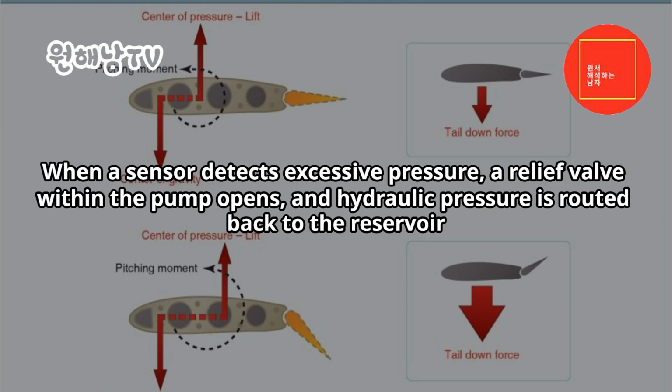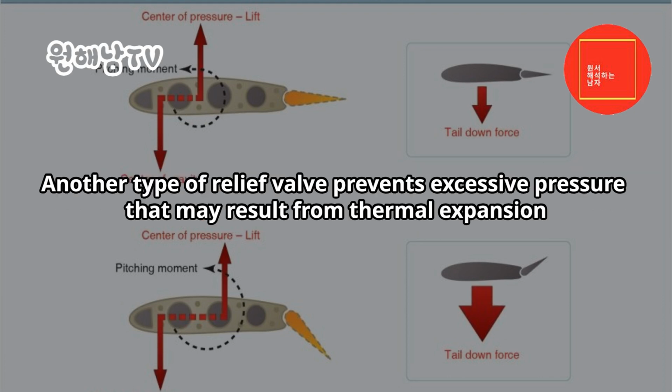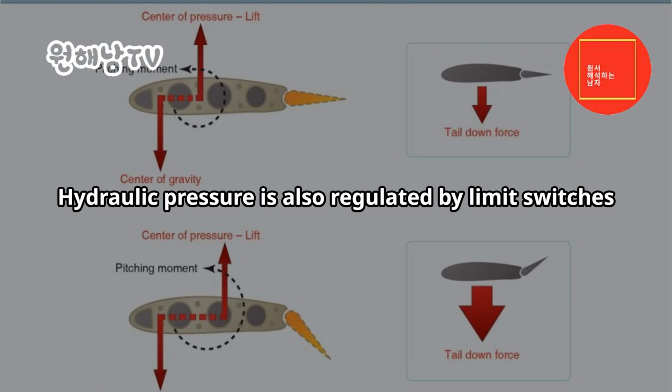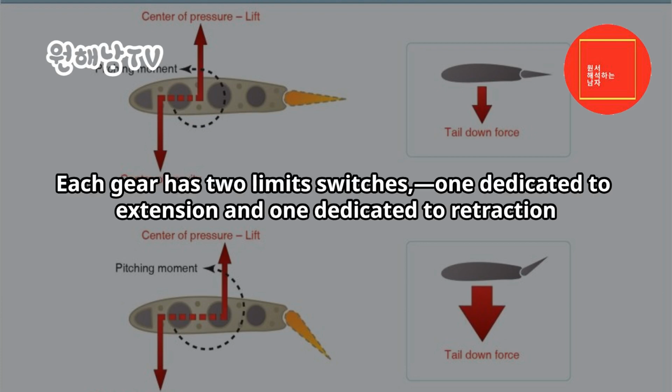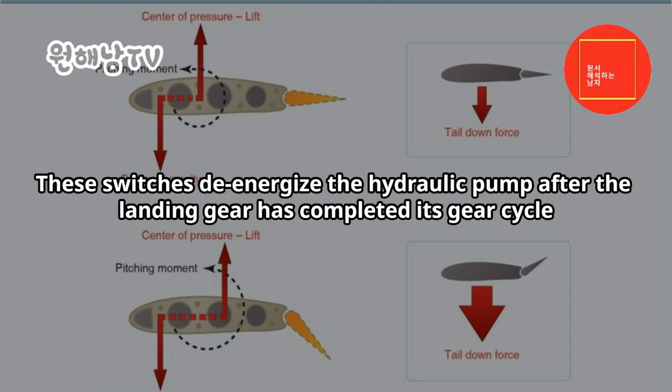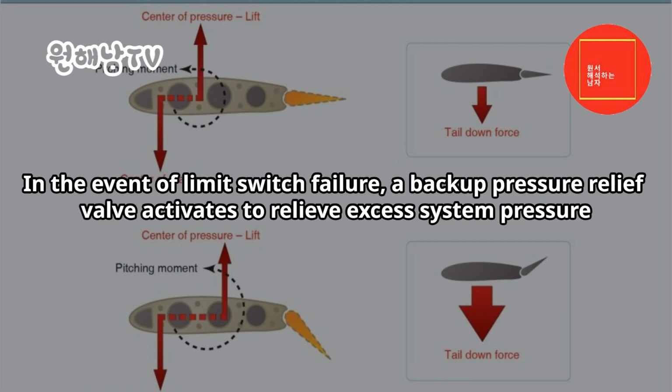When a sensor detects excessive pressure, a relief valve within the pump opens, and hydraulic pressure is routed back to the reservoir. Another type of relief valve prevents excessive pressure that may result from thermal expansion. Hydraulic pressure is also regulated by limit switches. Each gear has two limit switches, one dedicated to extension and one dedicated to retraction. These switches de-energize the hydraulic pump after the landing gear has completed its gear cycle. In the event of limit switch failure, a backup pressure relief valve activates to relieve excess system pressure.